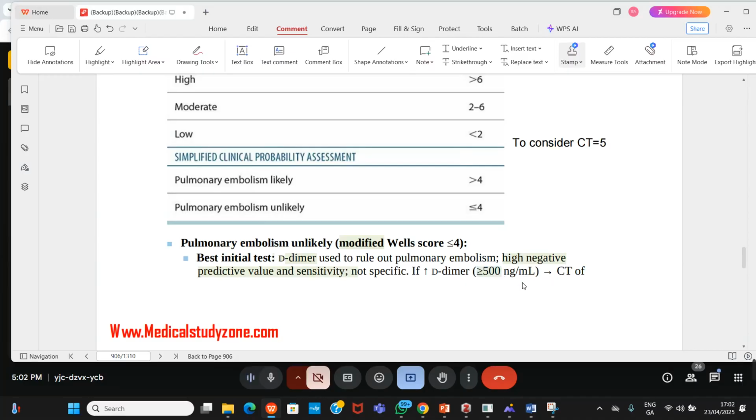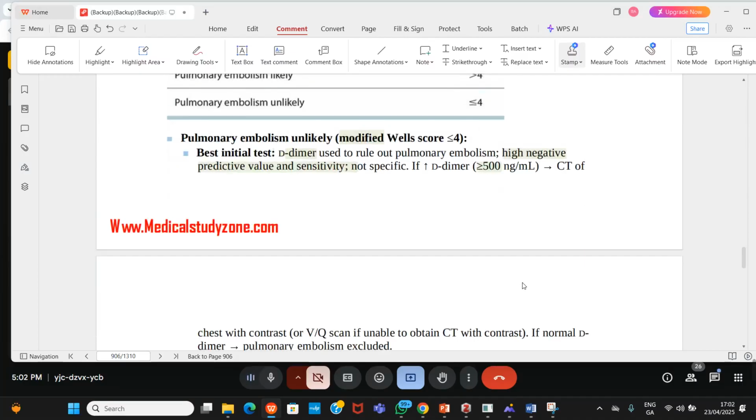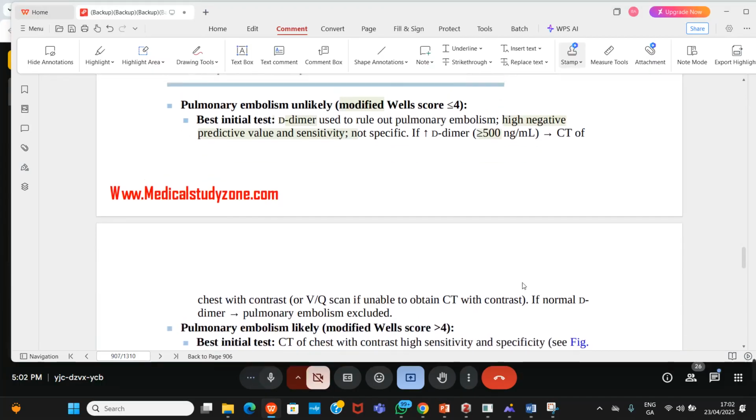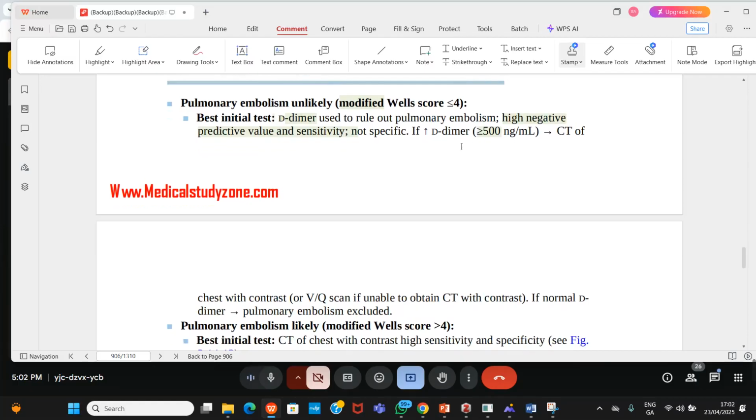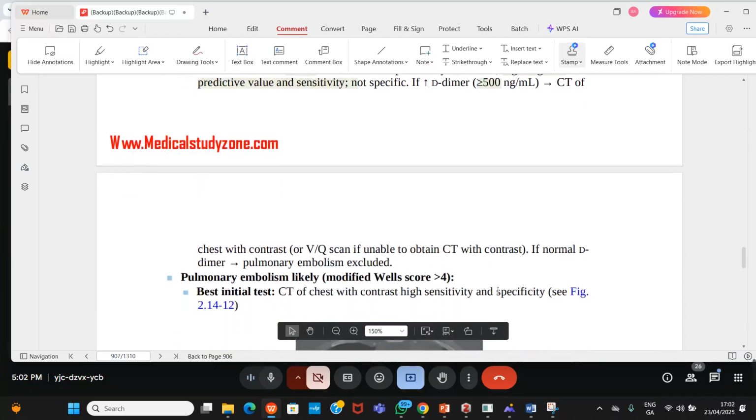So you have calculated your Wells score. You have gotten a value of 4 or less. Note the word modified Wells score, because we have the Wells score and we have the modified one. The one we are using is the modified one. So you get a value of 4 or less. Your next step is to do a D-dimer. Don't forget, D-dimer has a high negative predictive value and sensitivity. If it's not there, it is not PE.